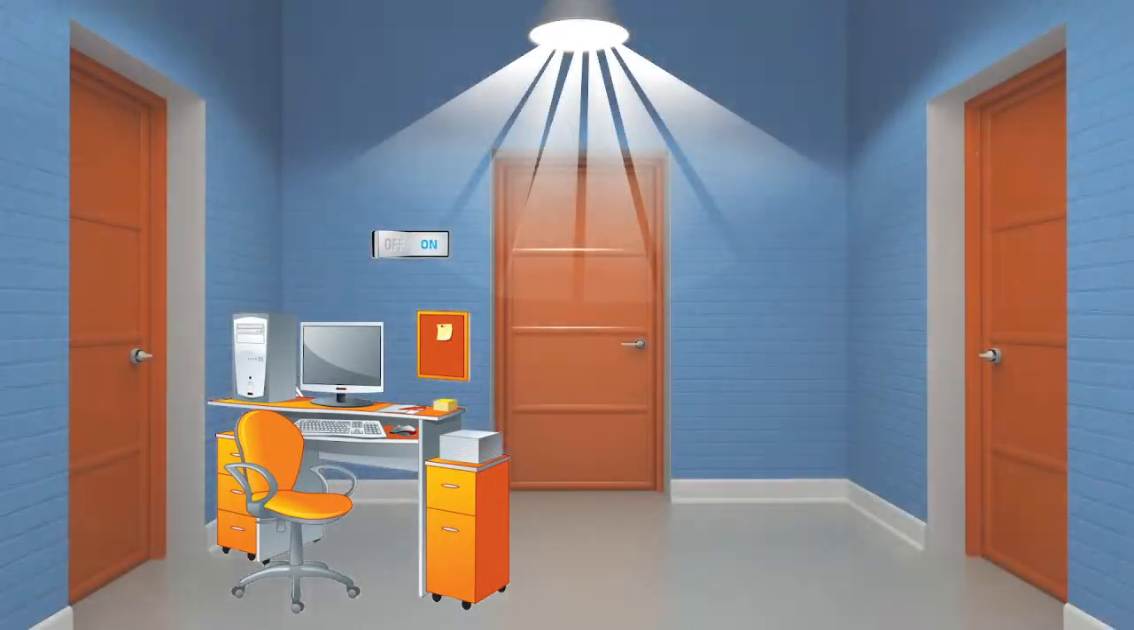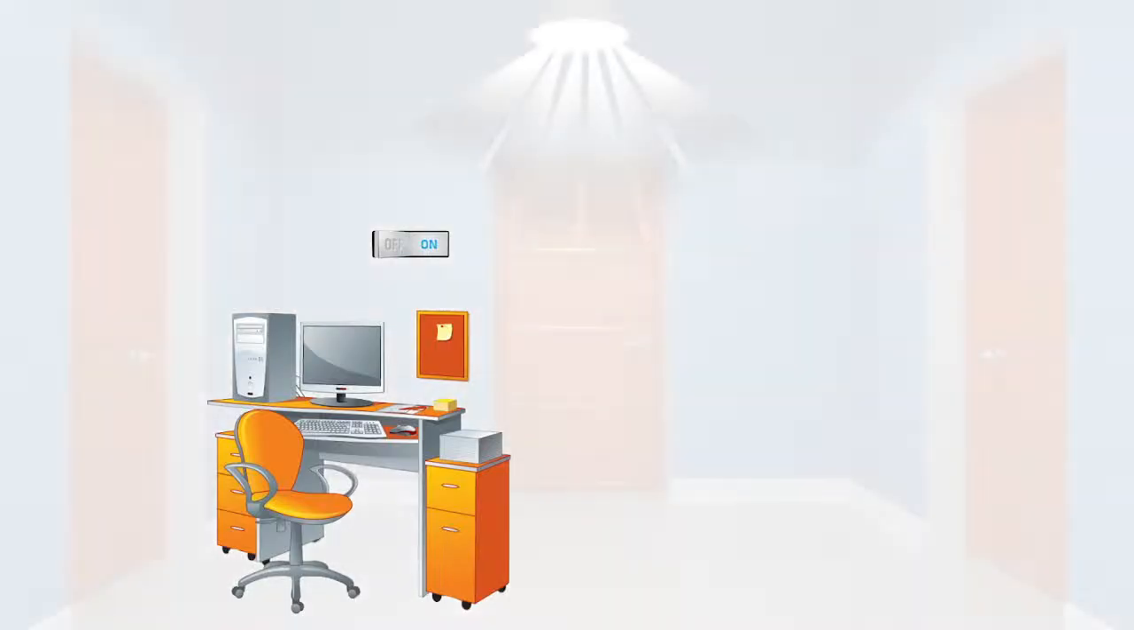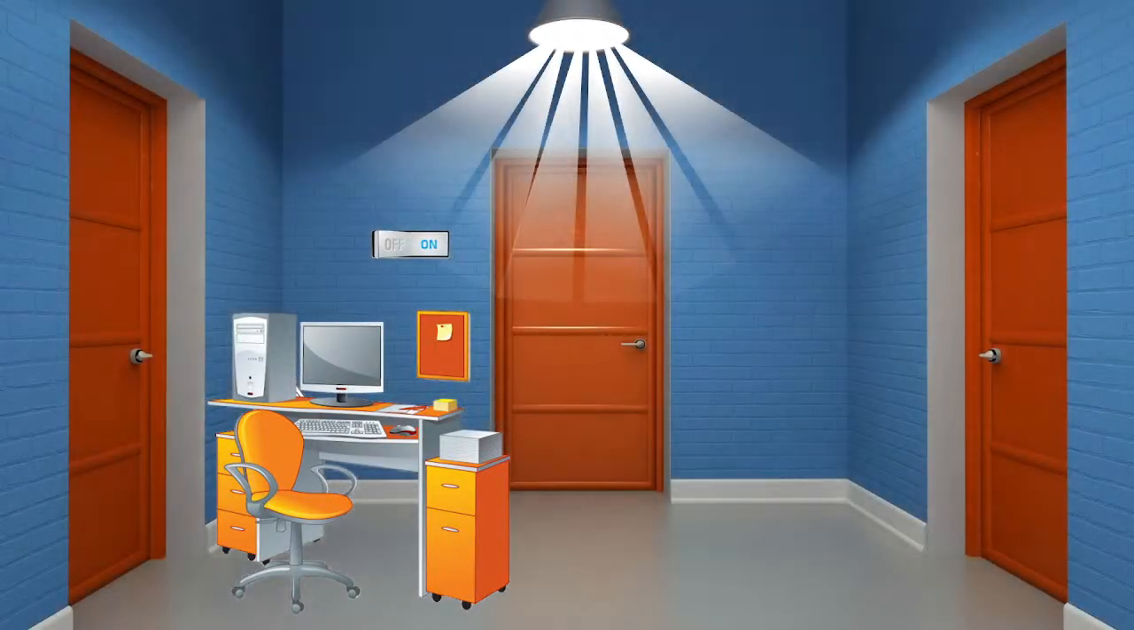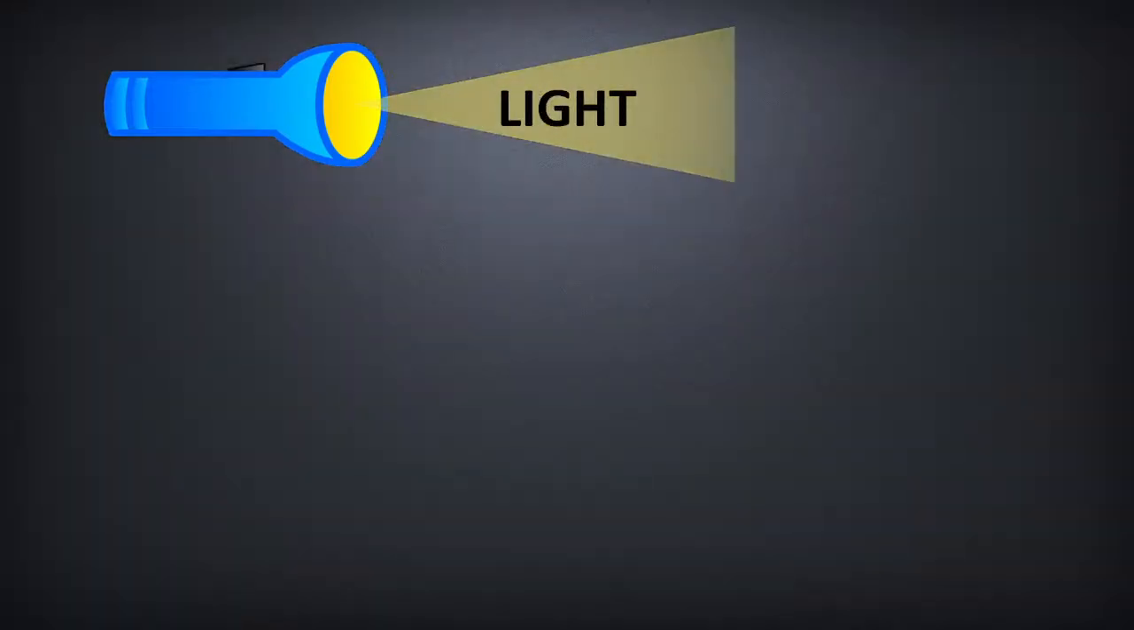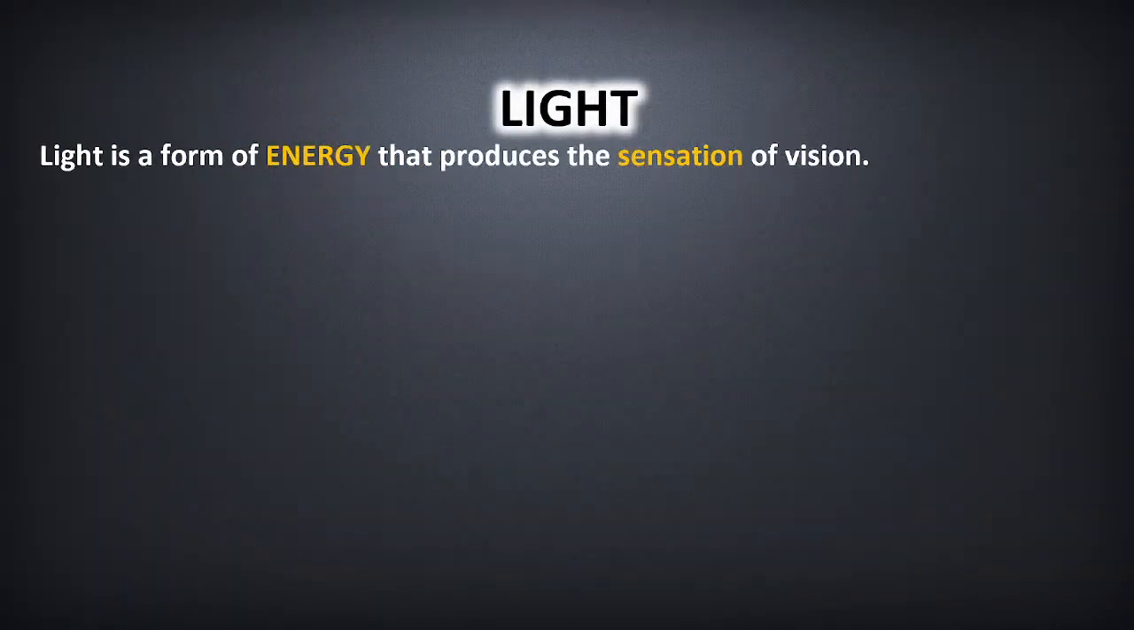What's this? Before this, can you see anything? No. Okay, so because of light, you can see, that means visibility is possible, right? Okay, so now here the light is reflecting from different surfaces. Light is a form of energy that produces the sensation of vision.